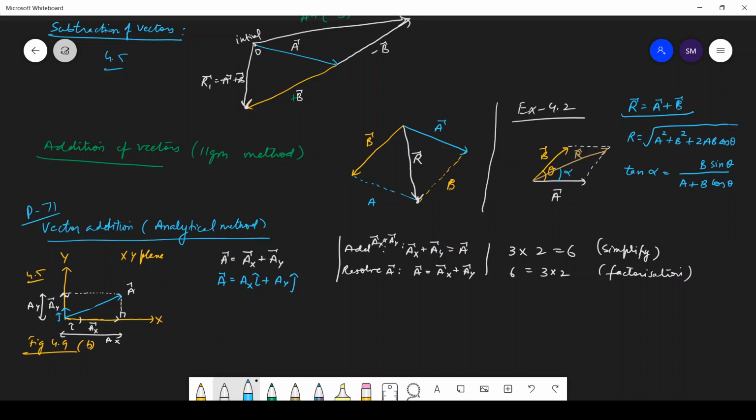Now, in a similar way, how do we write vector B? Vector B, so change A with B. That's the only thing you need to do. So bx i cap plus by j cap. Now add A plus B. So now the components, you can simply see, this is ax i cap, and where will bx i cap be? Of course, bx i cap will be in this direction only.